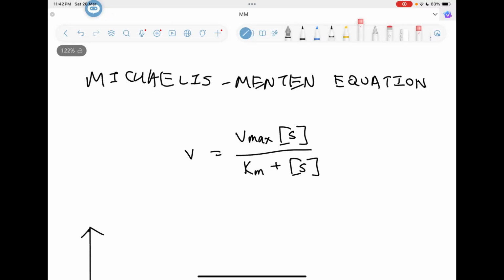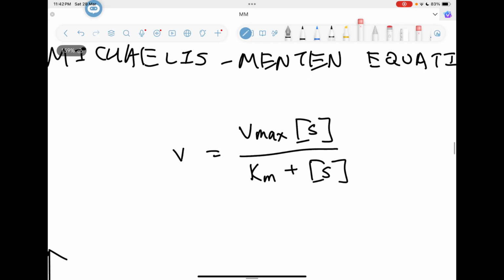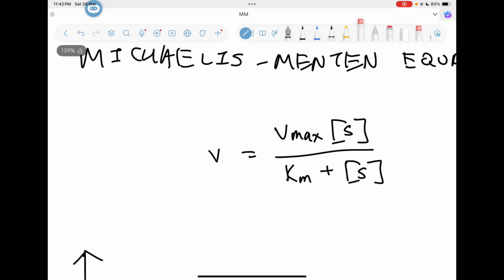Today, let's talk about the Michaelis-Menten equation. This equation models the rate of an enzyme catalyzed reaction as a function of the substrate concentration. So the equation is as such. V stands for velocity, which also means the rate of reaction. The Vmax just means the maximum velocity or the maximum rate of reaction.